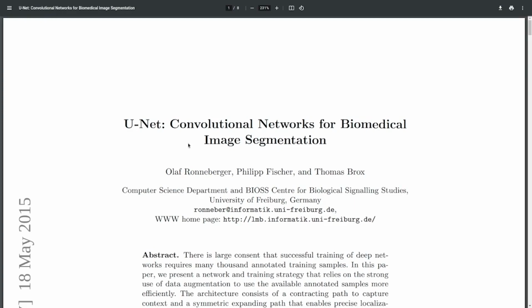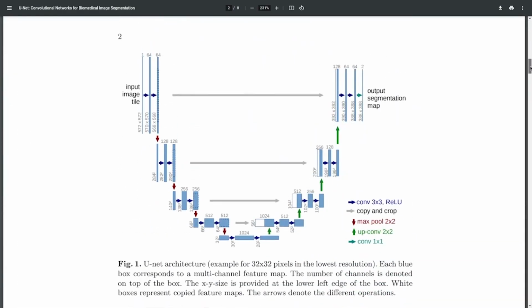Now, let's have a look at the block diagram given in this paper. So, it begins with the input, followed by the encoder block, then transferred to the decoder blocks, and finally, as an output, we receive the segmentation map. And in between the encoder and the decoder, we have the skip connections. These skip connections help transfer information from the encoder to the decoder part of the network.